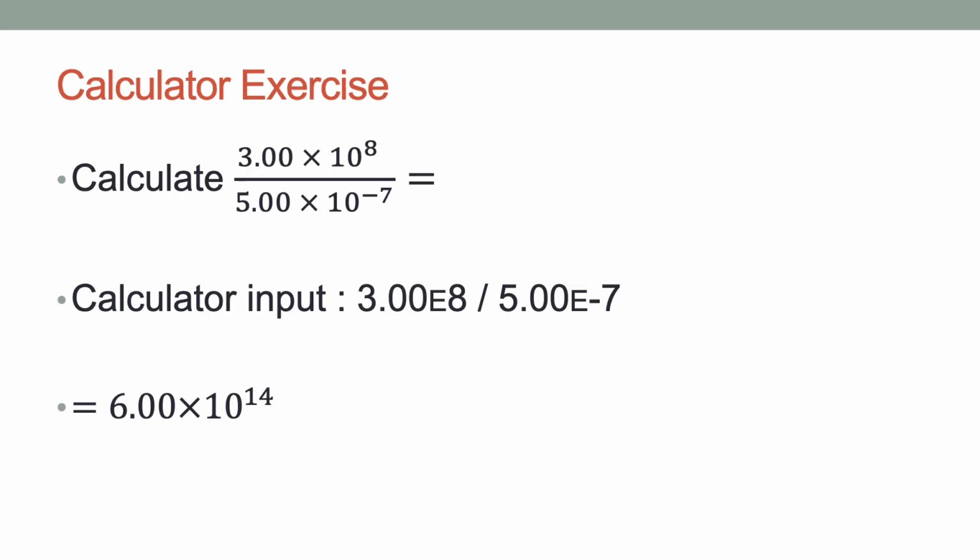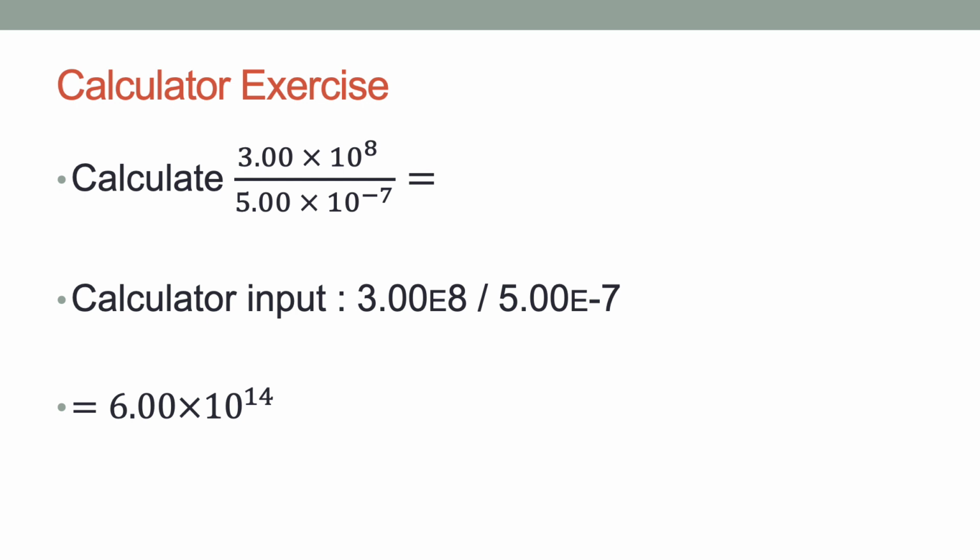At this point, it's useful to take the time to practice using our calculator. Here's an example of 3.00 times 10 raised to the power of 8, divided by 5.00 times 10 raised to the negative 7. In most of your scientific calculators, you'll notice there's an exponential function that's represented by a letter E or maybe a double E. And so I want you to learn how to use this button.